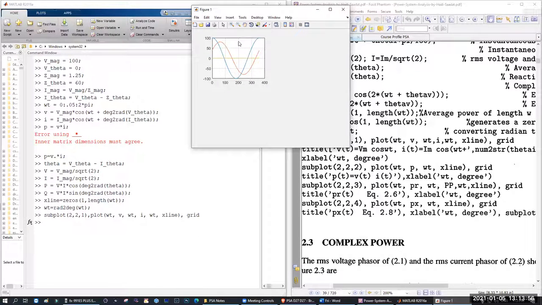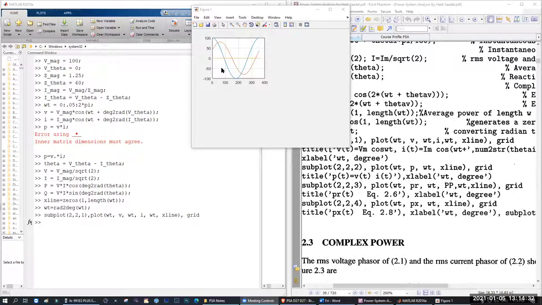Hello, I was muted and I was talking. So here we have given subplot 2-2-1. Hello, can you hear me? Yes, sir. Okay, so subplot 2-2-1 means I'm going to have four graphs, one here, another here, another here, another here. So 2-2-1 means two lines, two columns, number one graph, that means this one. So here I'm going to plot omega t, v, omega t, I, omega t, X line, okay? X line is the zero vector. That means this line actually.